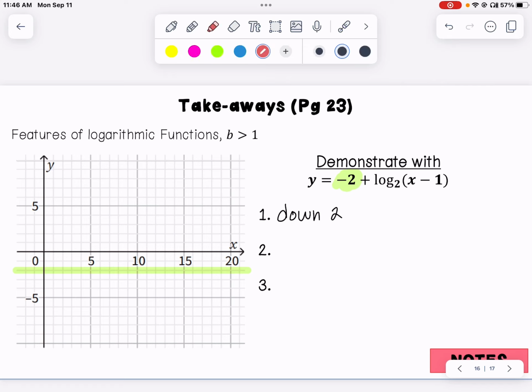And we're going to see that inside of my function, I have x minus 1. We know our x's do things backwards. So instead of going to the right one, that really means I'm going to the left one. Same thing, I'm going to come over here, go to the left one, and draw in my new axis.